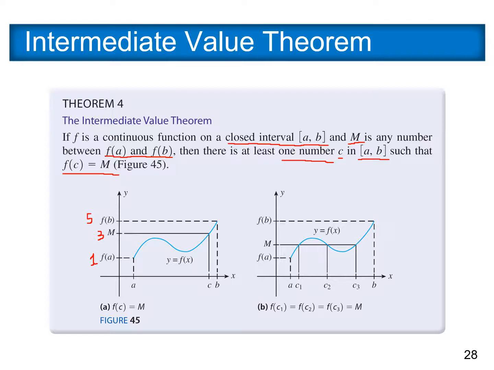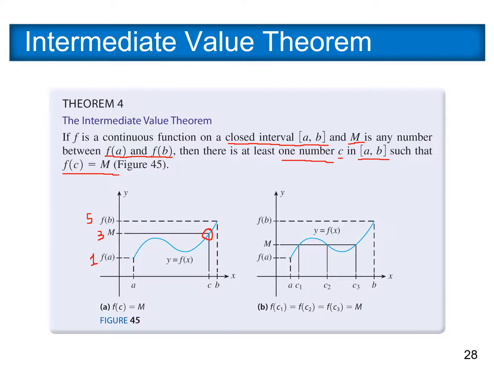If at point a, my function is 1, and at point b, my function is 5, and I know the function is continuous, there has to be at least one number where my function would get the value of 3. In situation A, I indeed have one value like that. As you can see, I circled it, that's the spot.